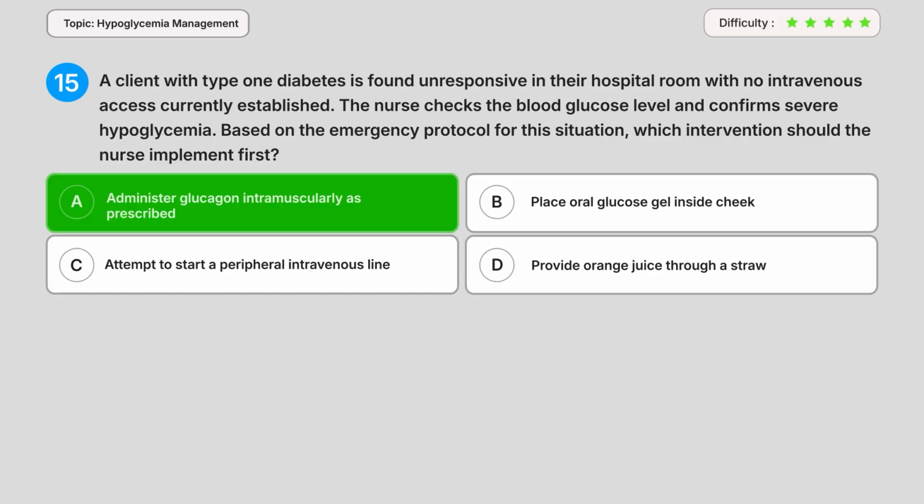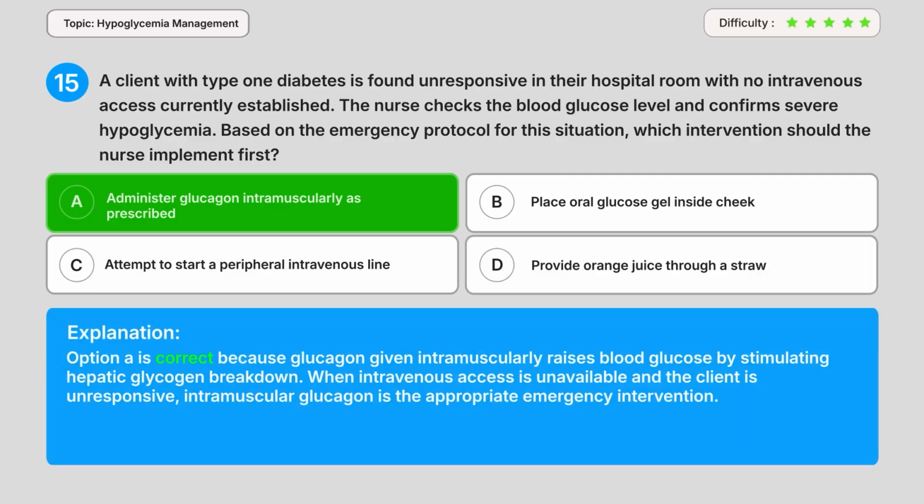Correct answer, A. Administer glucagon intramuscularly as prescribed. Explanation. Option A is correct because glucagon, given intramuscularly, raises blood glucose by stimulating hepatic glycogen breakdown. When intravenous access is unavailable and the client is unresponsive, intramuscular glucagon is the appropriate emergency intervention.